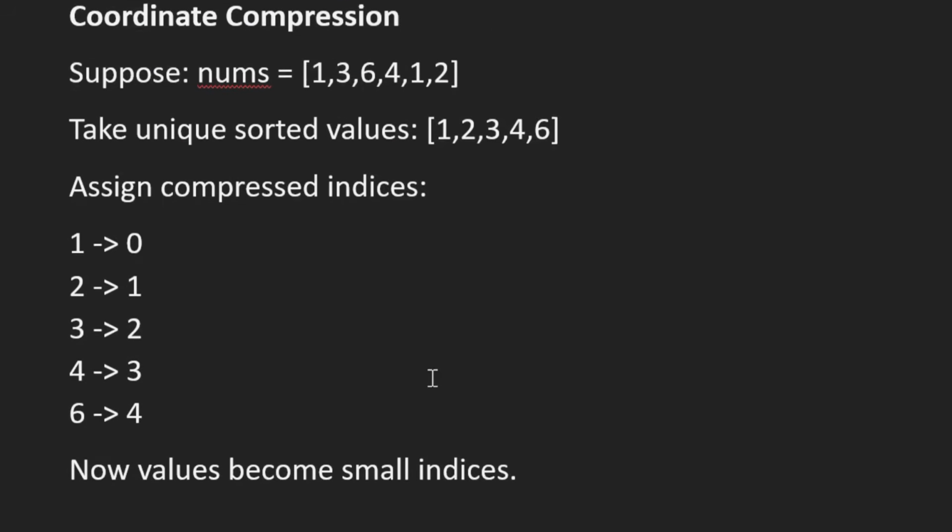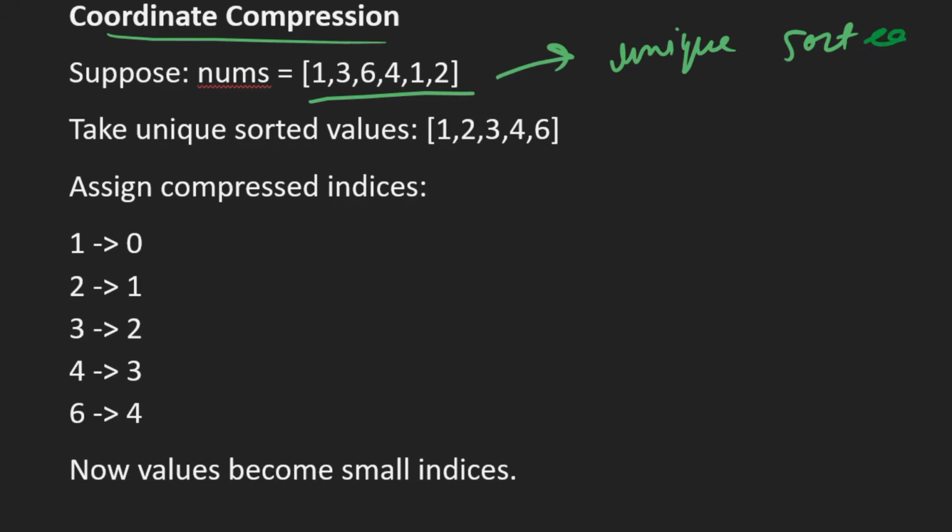Suppose we are given a nums array which has the values 1 3 6 4 1 2. So for coordinate compression, what we'll do is first we take the unique sorted values of the nums array, right? So see, here the unique sorted values are 1 2 3 4 and 6, right?